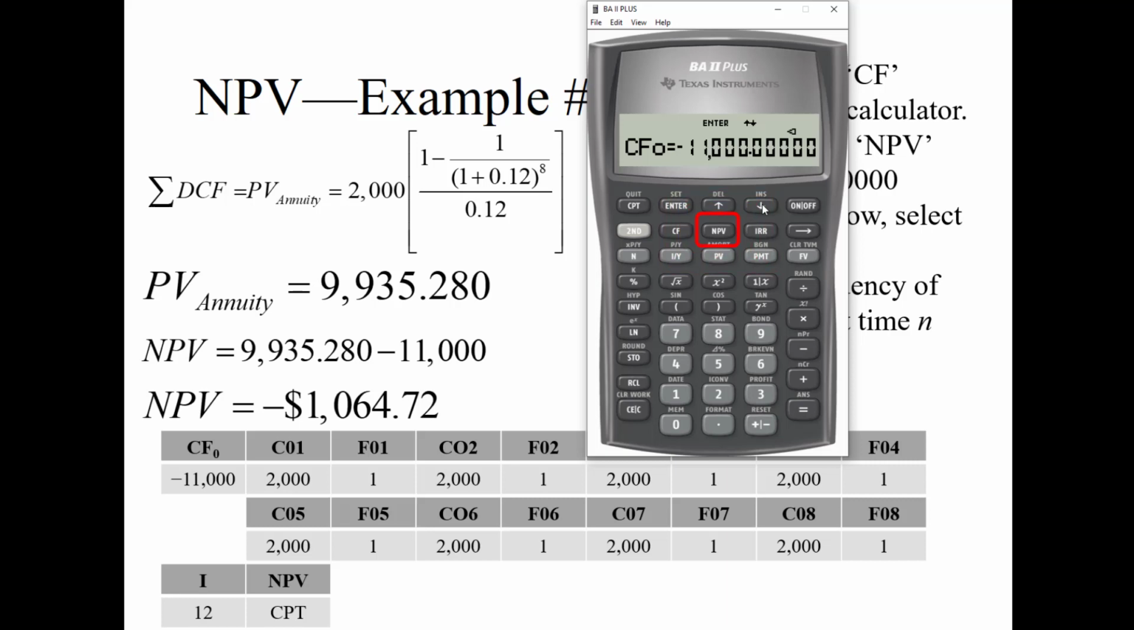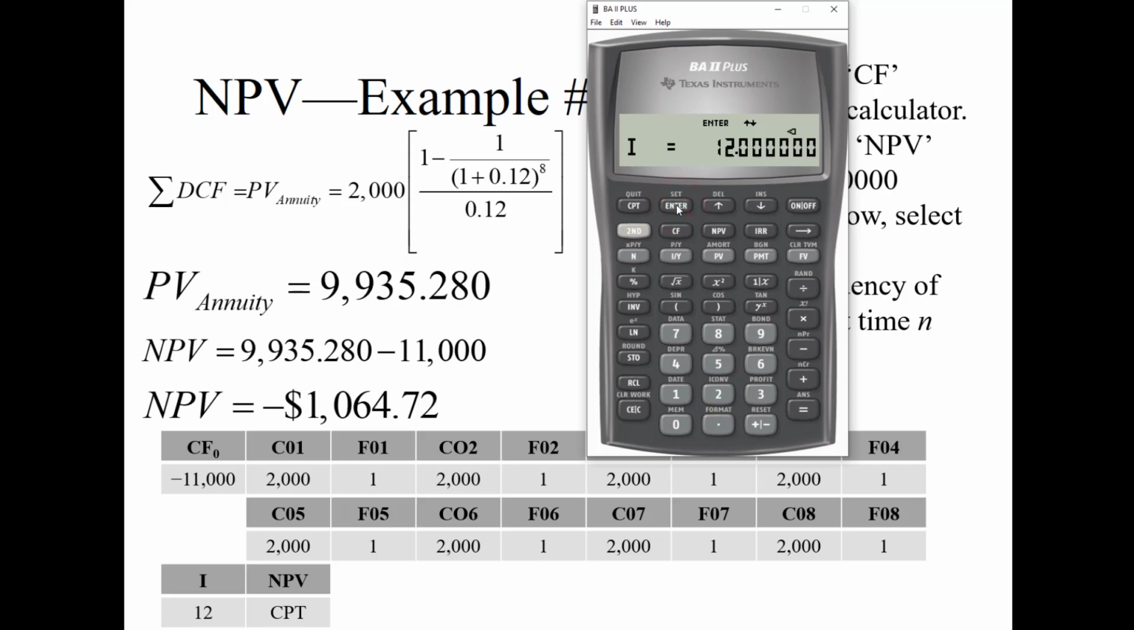Our NPV key is located just to the right of our cash flow key. And when I select it, it pulls up an I for our interest rate, and here we're going to use our required rate of return or our discount rate of 12%, so I'm going to type in 12. Just like many other functions in our calculator, we don't need to use it as a decimal, I can type in that whole number. So I'll type in 12 and then hit enter.